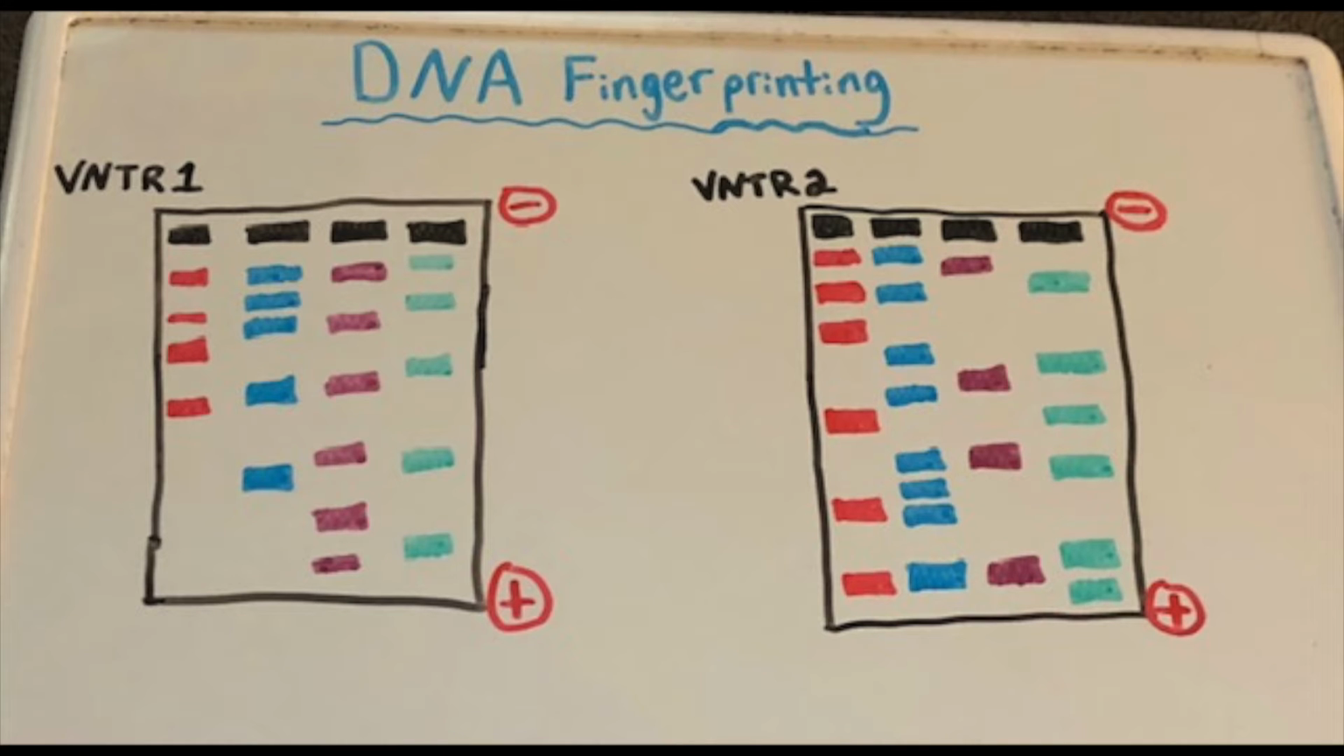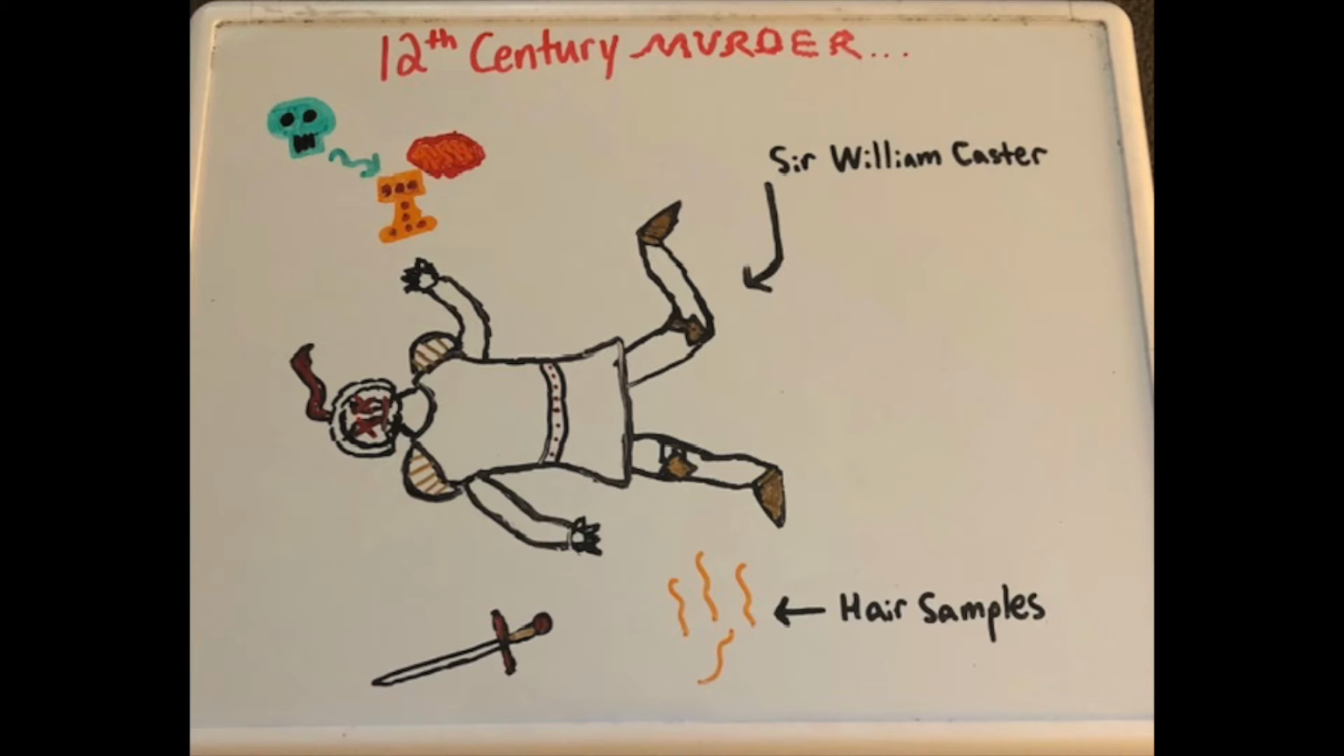Today in this video, we are going to be solving an ancient murder case with DNA fingerprinting consisting of two different VNTR loci. Dating back to the 12th century, there was a famous knight named Sir William Castor who was killed by a cup of poisoned ale.